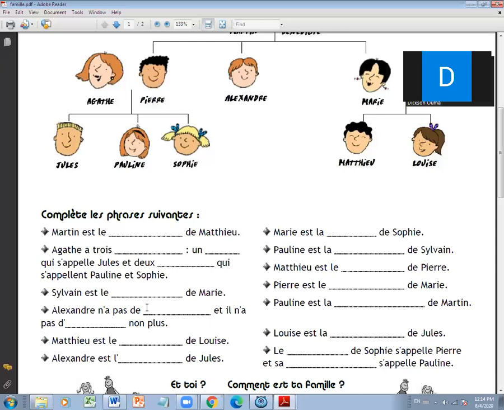Now, Matthew est le de Louis. Who is Matthew to Louis? Le frère. Frère, okay? Now, Alexandre est le de Jules. Who is Alexandre to Jules? Uncle. L'oncle, okay? Good. Marie est la de Sophie. Who is Marie to Sophie? La tante. Very good.